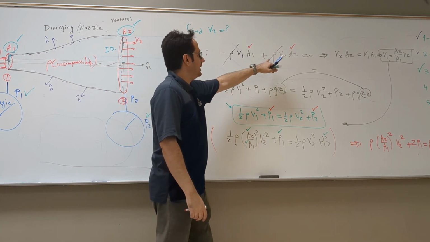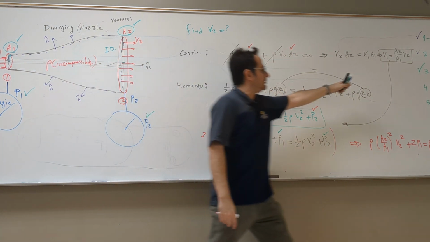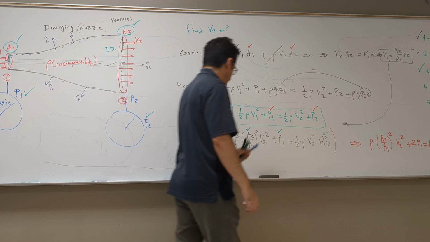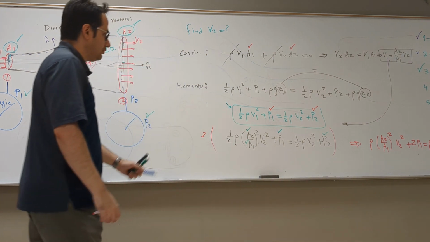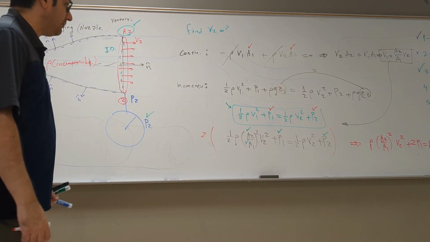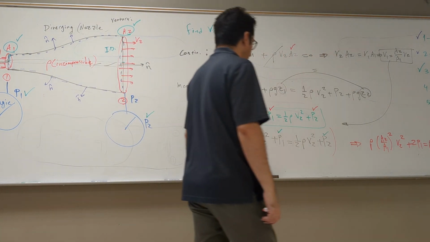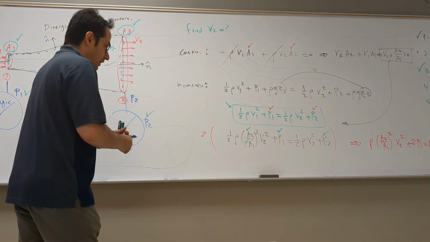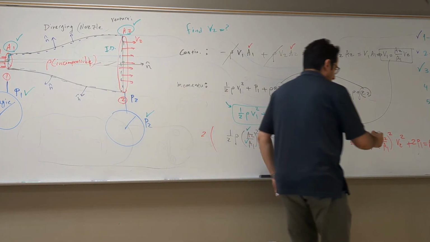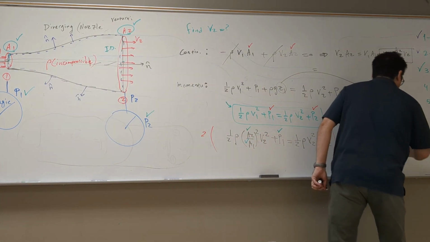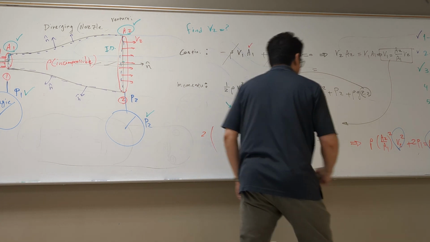V1 is equal to A2 over A1 V2. And then you put it here. And then you multiply by 2. So you get rho (A2 over A1) squared V2 squared plus 2P1 is equal to rho V2 squared plus 2P2. Now, all you need to do is to bring all these things to one side and solve for V2. That's what I'm doing here.